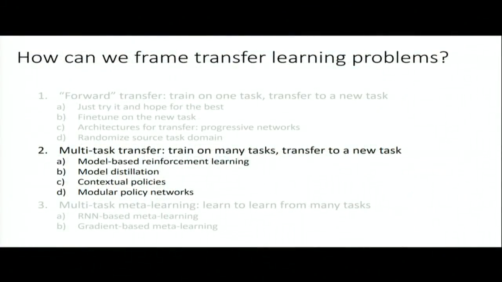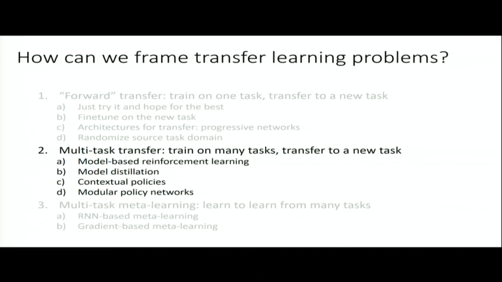All right, let's continue. So back to our roadmap. We finished our discussion of forward transfer methods, which operate on a single source domain and then attempt to transfer to a single target domain. And now we'll discuss multitask transfer methods. These are methods that aim to train on many tasks and then either transfer to a new task or actually just have all of the tasks trained faster by virtue of being trained together.